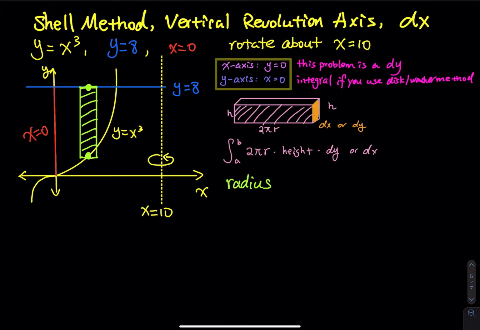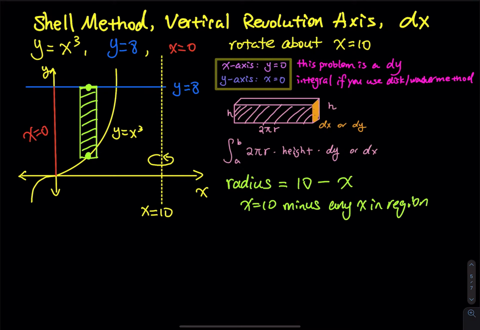The radius is the distance between this rectangle and the revolution axis. To find that, I have to use right minus left, which is 10 minus x. So this is x equals 10 minus any x in the region. Or you can treat the rectangle as x. So you take 10, subtract any x, or take 10, subtract the rectangle. So 10 minus x is the radius. Let me draw the radius for you. So this is the radius. That is 10 minus x.